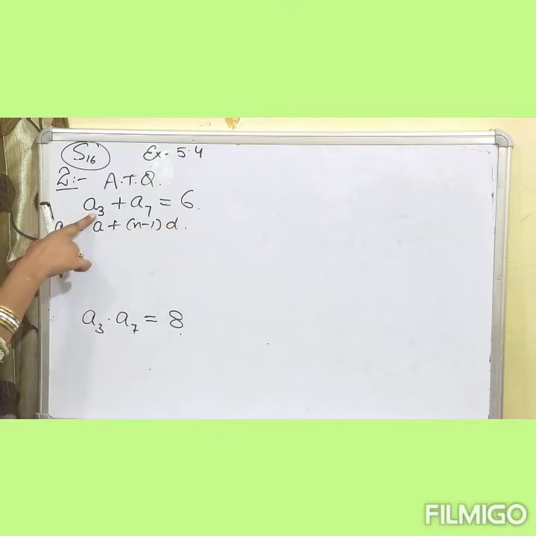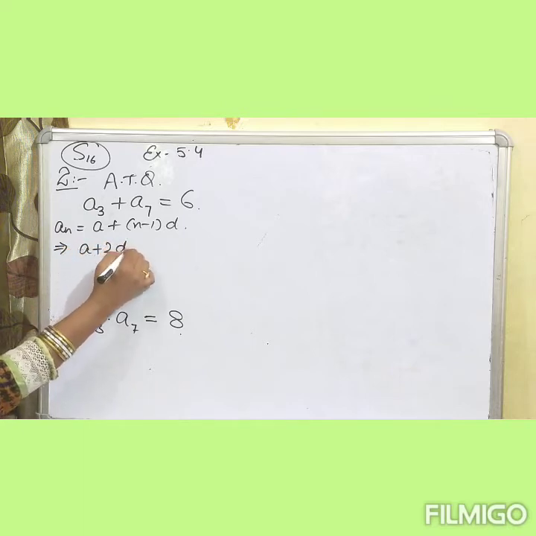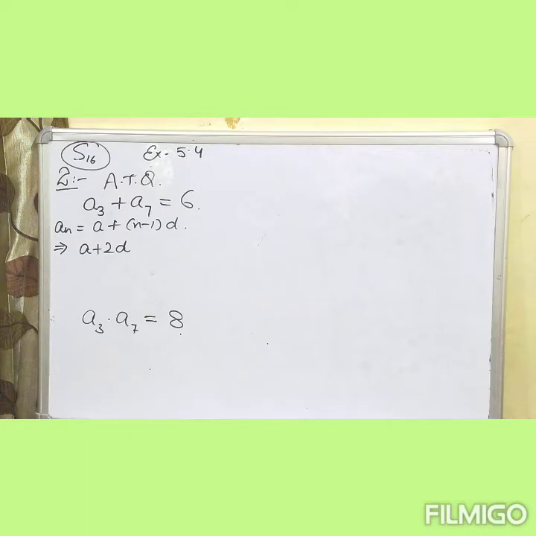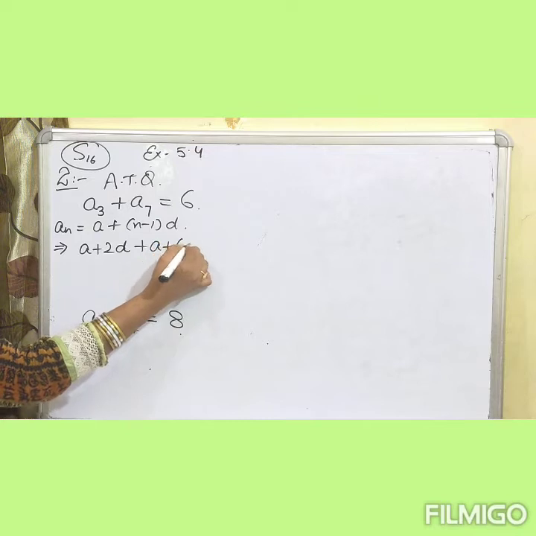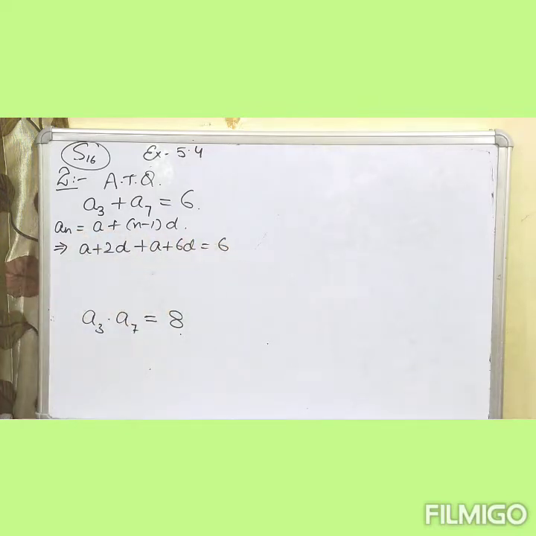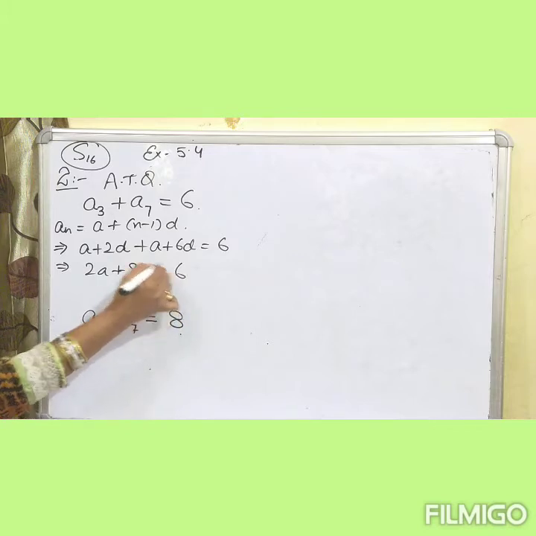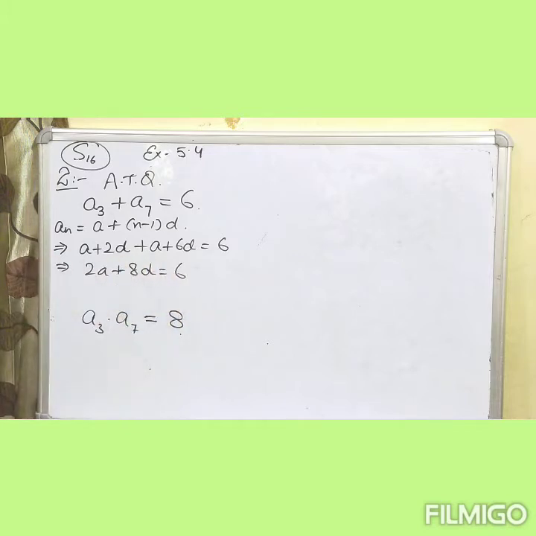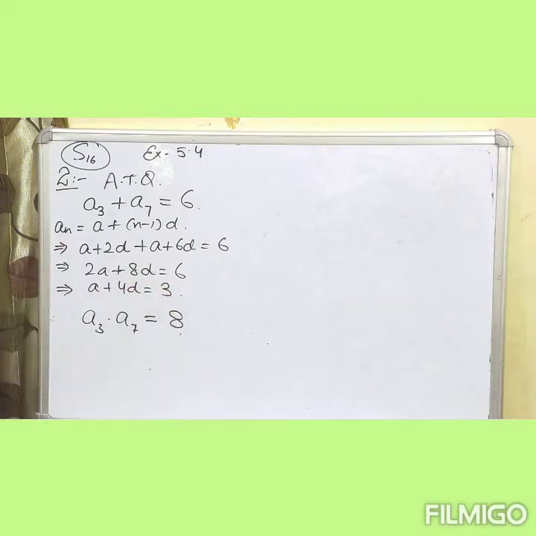So according to this formula, what will be the value of A3? The value of A3 will be A plus 2D. And what will be the value of A7? It must be A plus 6D, and the sum is equal to 6. Now A plus A is 2A, 2D plus 6D is 8D, and this is equal to 6. So you can take 2 common here, and what I get is A plus 4D equals 3.